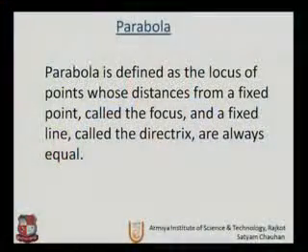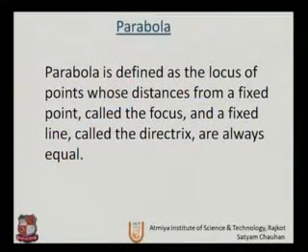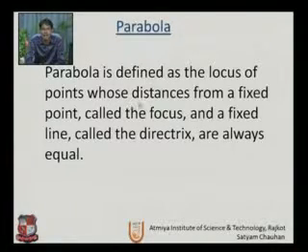Next, the second problem, that is the parabola. The next curve is the parabola. A parabola is defined as the locus of points whose distances are equal from a fixed point, which is called the focus, as we have seen, and a fixed line, which is called the directrix.